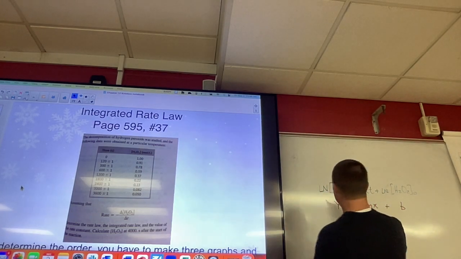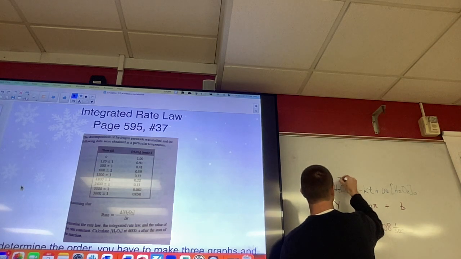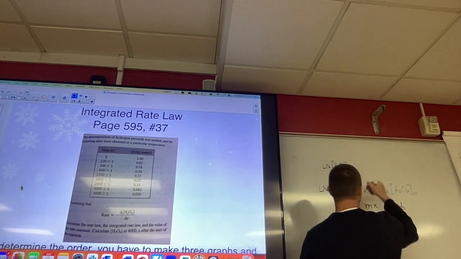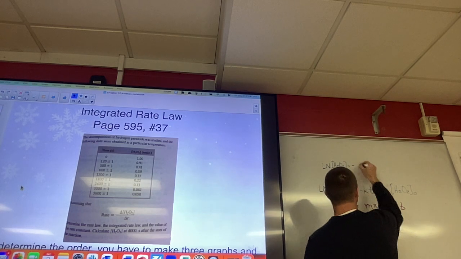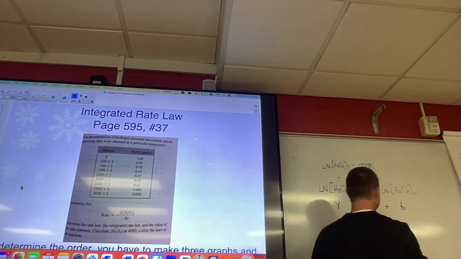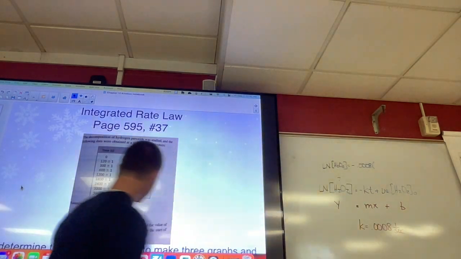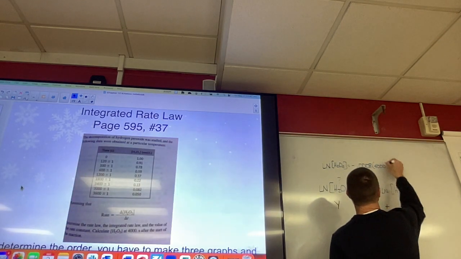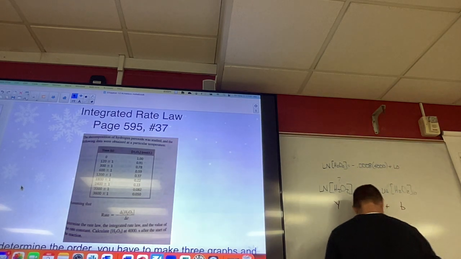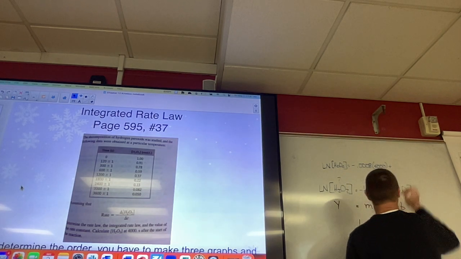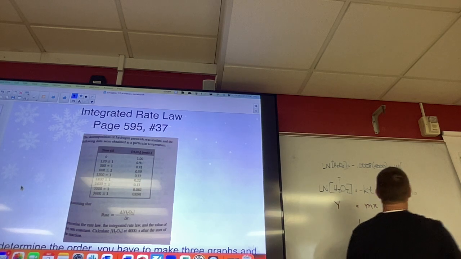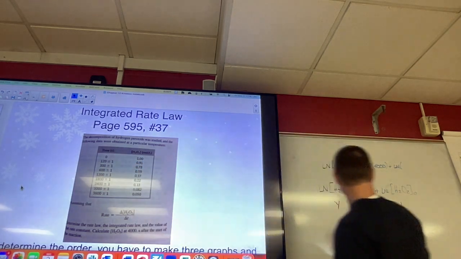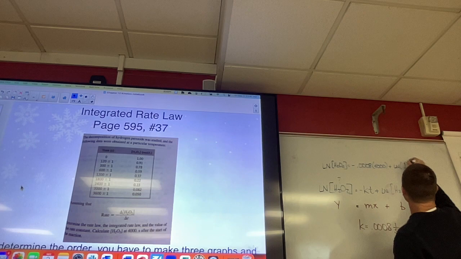So what is the hydrogen peroxide concentration? We're looking for this thing right here. So we do natural log of the H2O2 equals negative K, which is right here, 0.0008, times the time. The time is 4,000 seconds. We're just putting our numbers into this. Plus the natural log of the initial concentration, which we have. The initial concentration was 1.